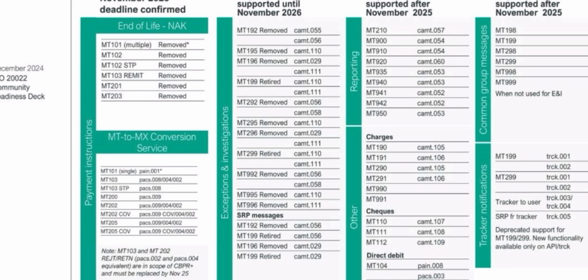But how about other category messages? 3, 4, 5, 6, 7, 8. What about them? Are there any equivalent MX messages? And when is the plan to migrate? Let's see till further notice.